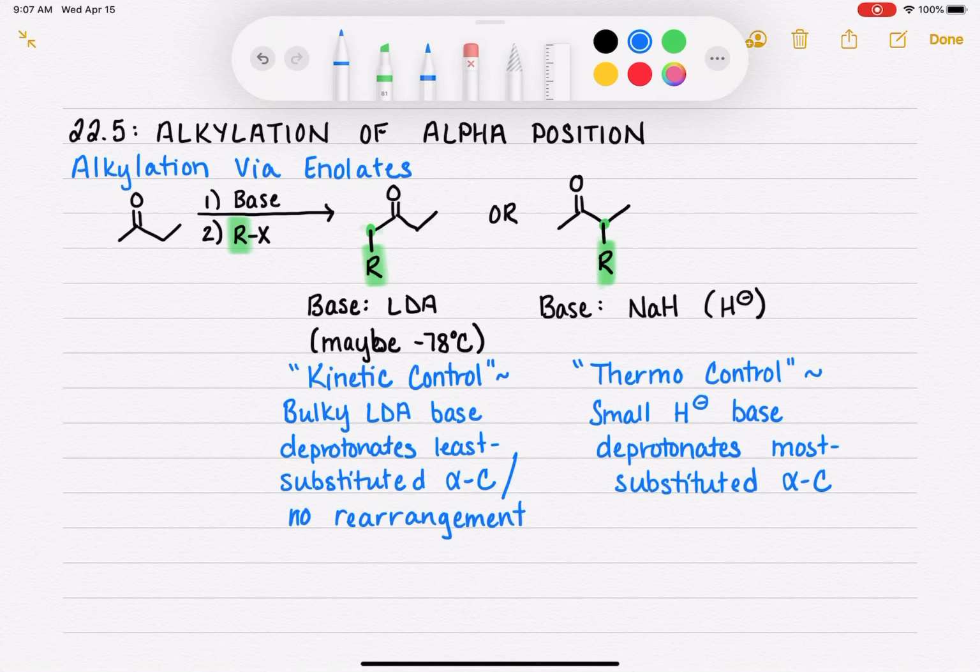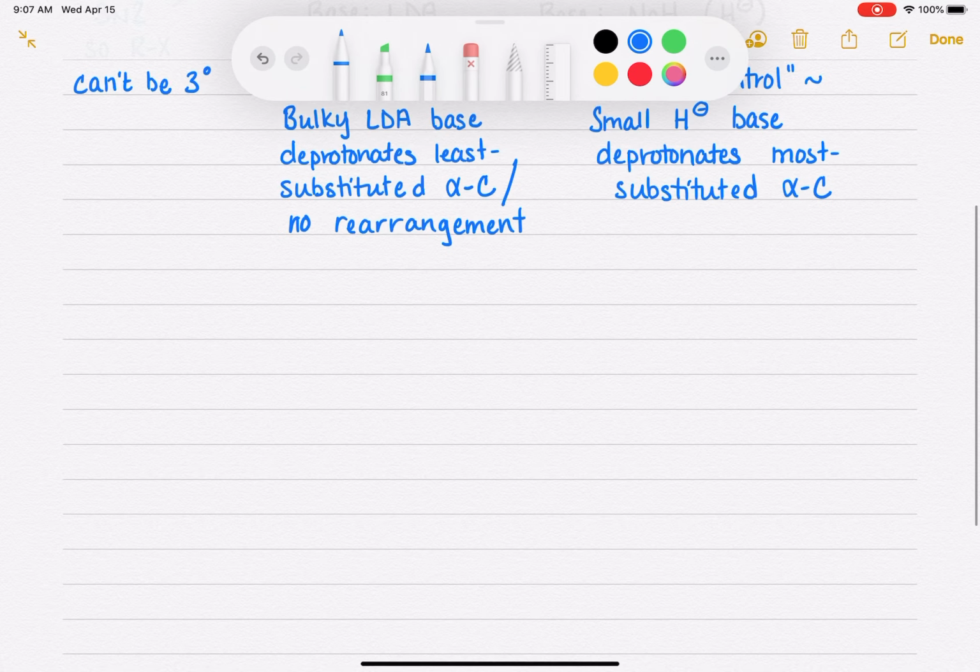So we're going to look at the mechanism for this reaction in a second, but before we get into the mechanism, one more condition on the alkyl halide. We're going to see that this reaction is an SN2 reaction, so that means that the alkyl halide that we use can't be tertiary. So let's take a look at how the reaction works, the mechanism. And I'm going to use the same ketone.